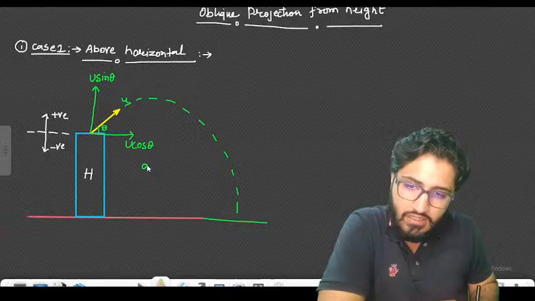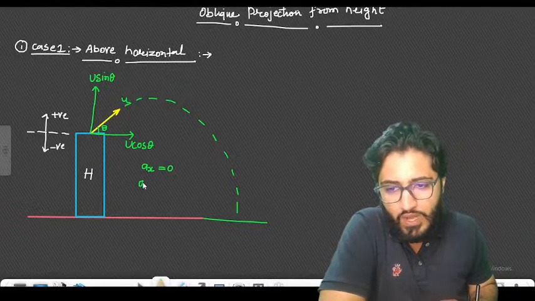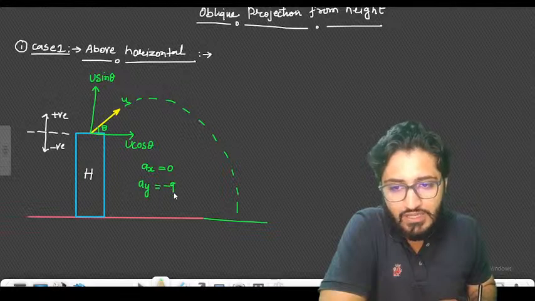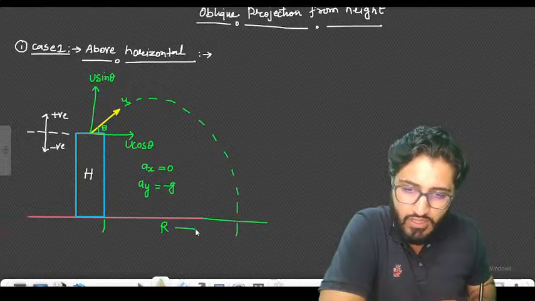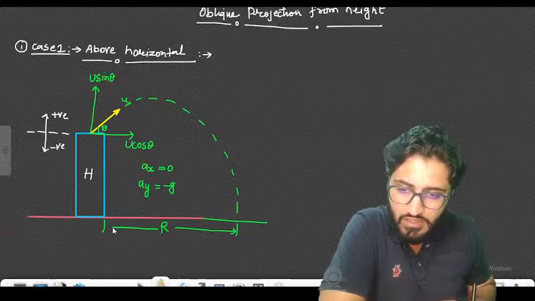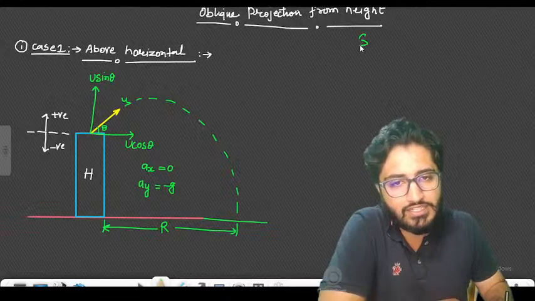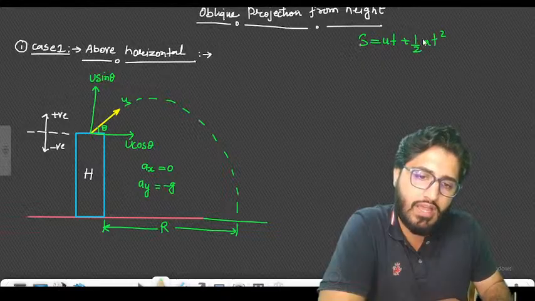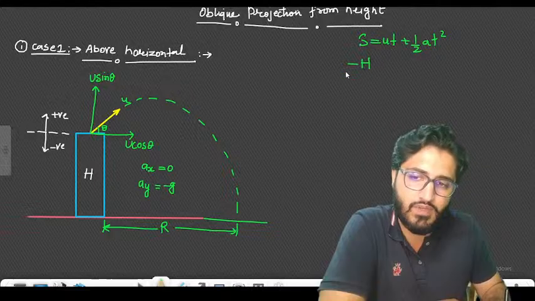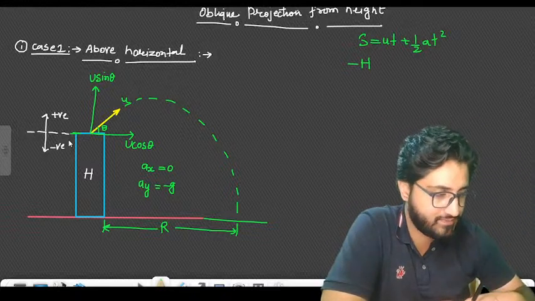And we know there is no acceleration in x, so u cos theta will always remain u cos theta, and the acceleration in y will be minus g. This distance from the building to the point of the strike is known as range. Now, if you use the equation of motion, S equals ut plus 1 half at square. What is S? S is minus h, because we are measuring the height from the upper end, so downward motion will be minus h.